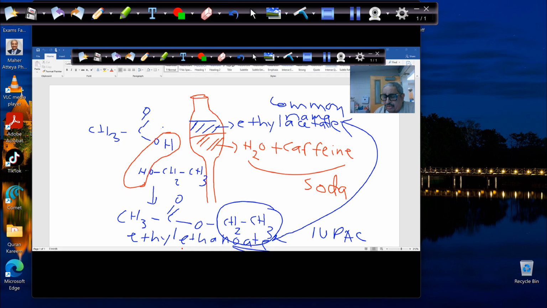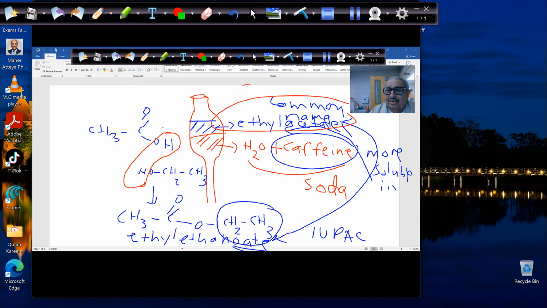So most of the caffeine will go into the ethyl acetate phase or layer, and the H2O will stay at the bottom. The H2O will still have a small amount of caffeine, and then we'll discuss how to get most of the caffeine out of the aqueous phase, out of the H2O layer. That's what I promised you: the density of ethyl acetate is 0.9 gram per mL. H2O is 1 gram per mL. So H2O is denser, heavier, so it will sink to the bottom layer, and the top layer is ethyl acetate.